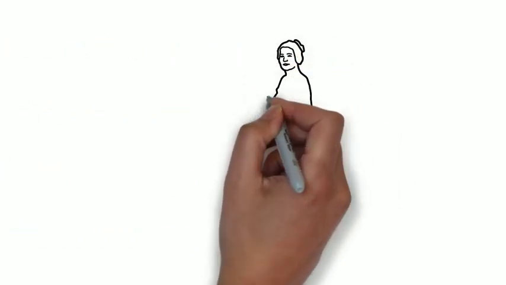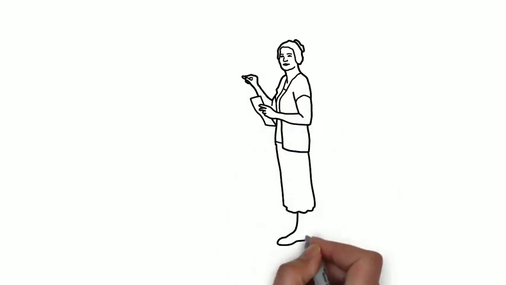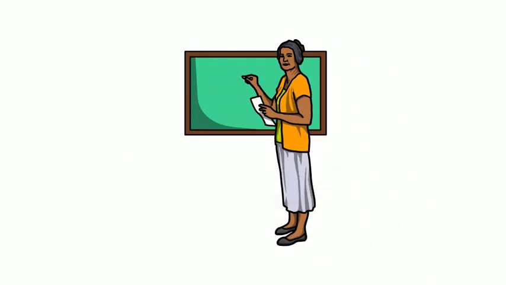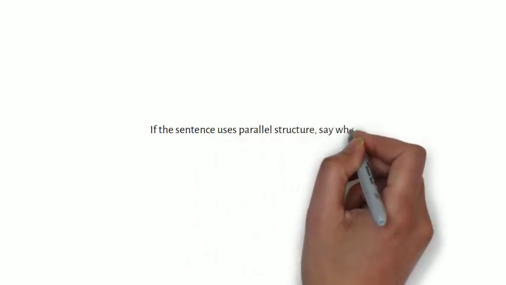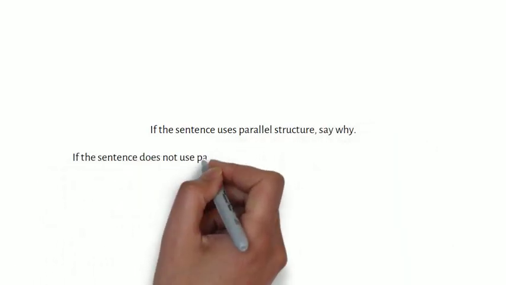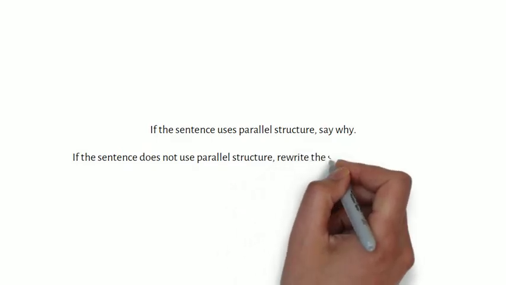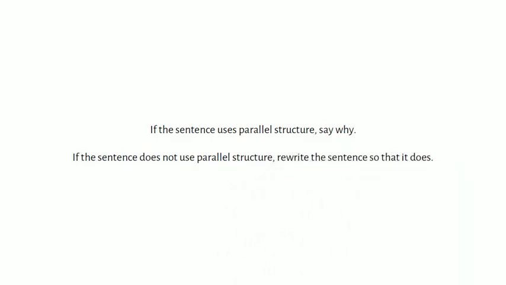Now it is your turn to practice identifying parallel structure. You will be given 5 sentences. If the sentence uses parallel structure, say why. If the sentence does not use parallel structure, rewrite the sentence so that it does.